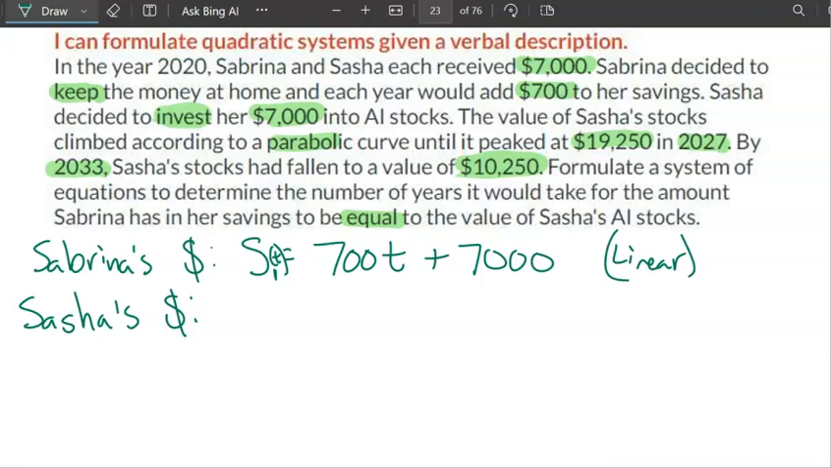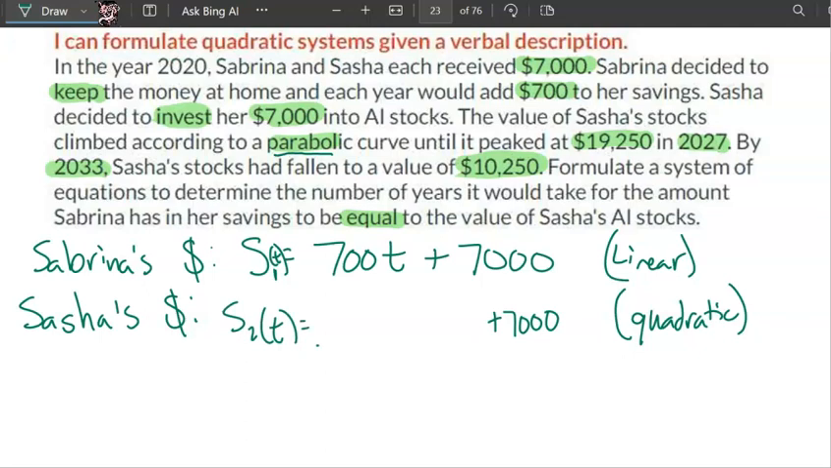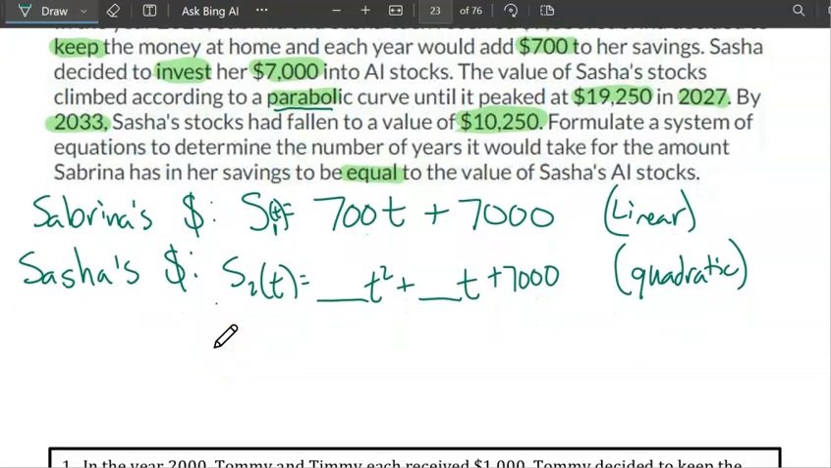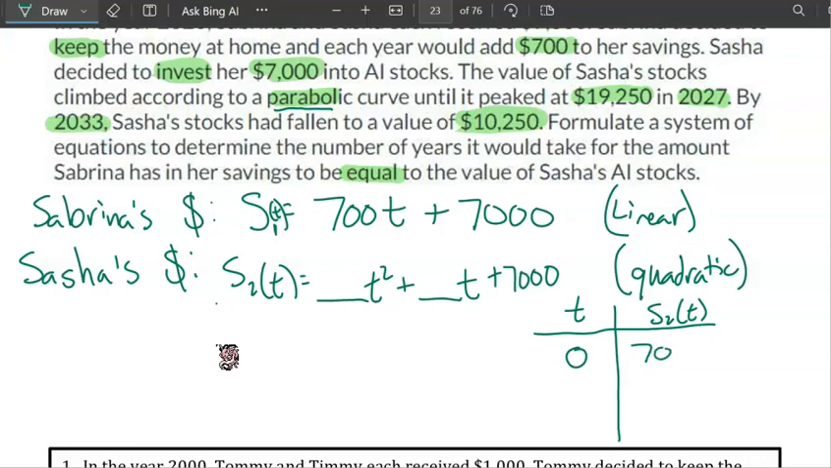Now, Sasha's money, it specifically says is parabolic. So it's going to be a quadratic. The original amount is $7,000. But we need to figure out what those two numbers are. Let's write down the information that we know. So at the beginning, we'll say that T is 0. She had $7,000.